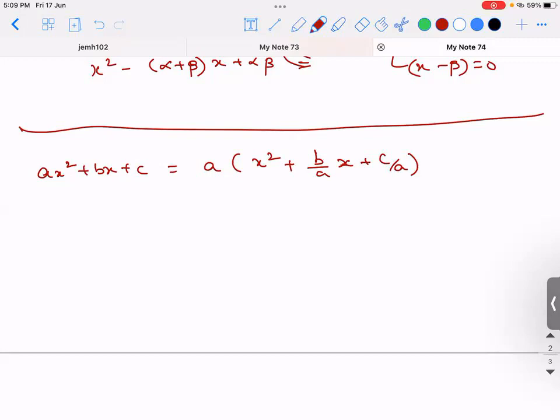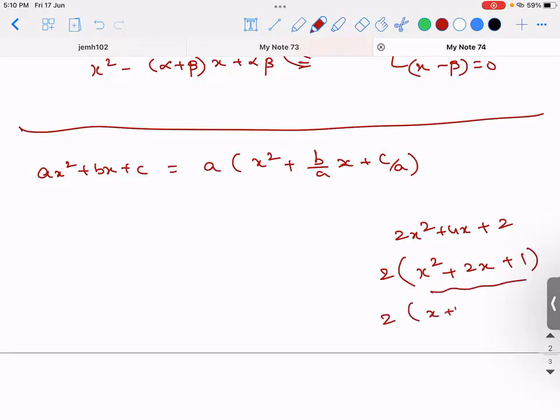See, for example, I have 2x square plus 4x plus 4. I want this to be written as a perfect square. The first thing I will do is take the 2 outside. I'll make the coefficient of x square as 1: x square plus 2x plus 2. Okay, small correction, this is 2, so this will be 1. So 2 into what is this going to give you? It is x plus 1 the whole square. You're able to understand what I'm saying?